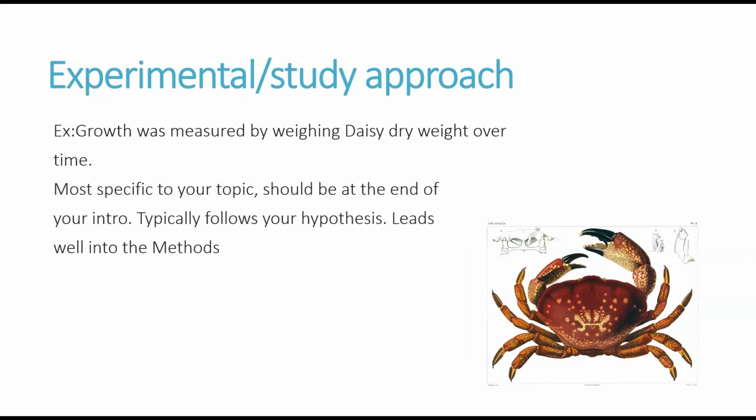And then usually you've got a summary of your experiment, or your study approach, excuse me. So we're looking, in this case, at growth measured by weighing daisy dry weight over time. It's going to be specific to your topic. It's going to be like one, maybe two sentences summarizing what was happening in your study. And this blends well into your methods, right? Because remember, your methods are going to be the next section in a scientific paper. So it's just leading the reader into that next section, giving them a very succinct summary of what that's going to look like.